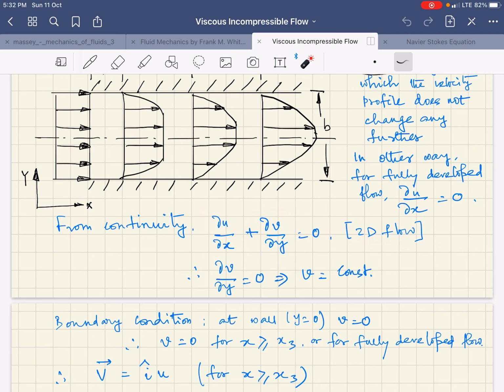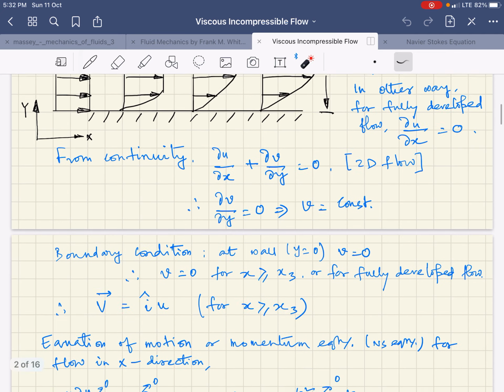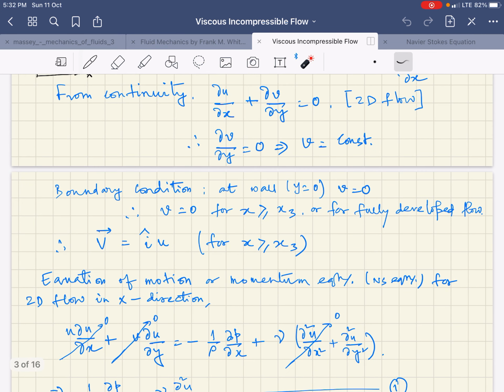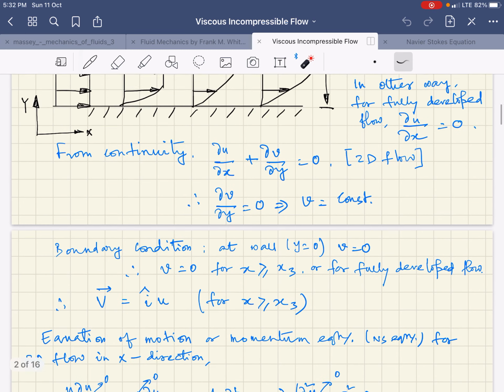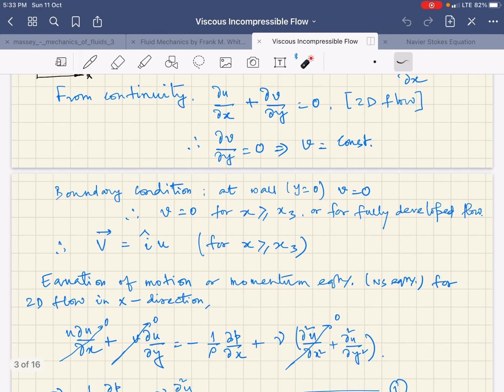And then, as for fully developed flow, this del u del x is 0, as we have just agreed. Thereby del v del y is equal to 0. So that leads to v being constant in the y direction, of course. Now the boundary condition at the wall, what is that boundary condition? It is basically the condition where you know the property and the other characteristics of flow in terms of velocity or temperature, whatever. That is what we call the boundary condition.